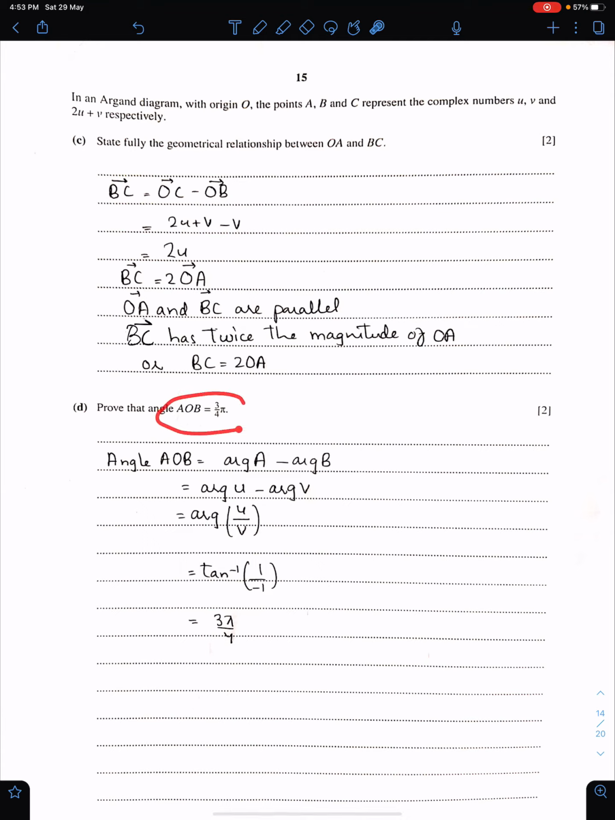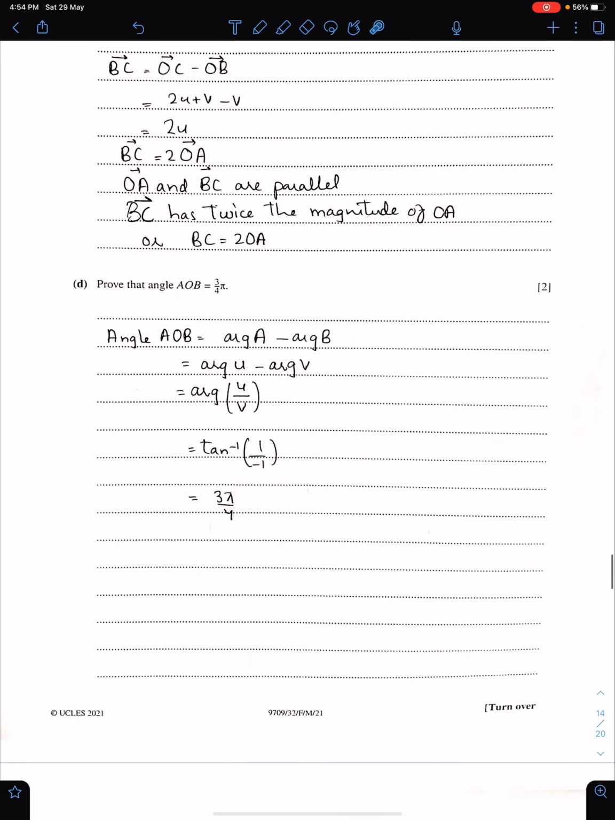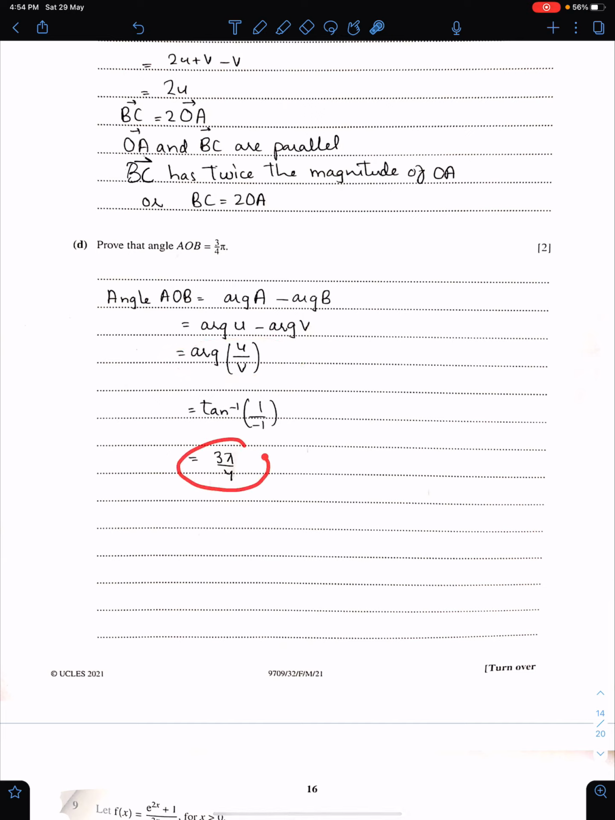Prove that angle AOB is 3 pi by 4. This is simple. You know, angle AOB you can write as argument A minus argument B. A is u and B is v. So argument u minus argument v. By using the property of argument, we can get argument u upon v. And we already have argument u upon v, which is 3 pi by 4. So you just need to write 3 pi by 4 here.